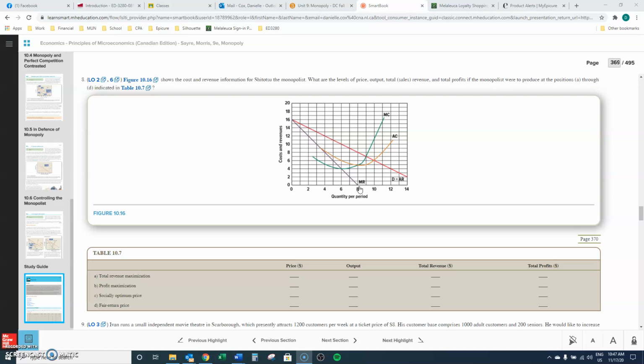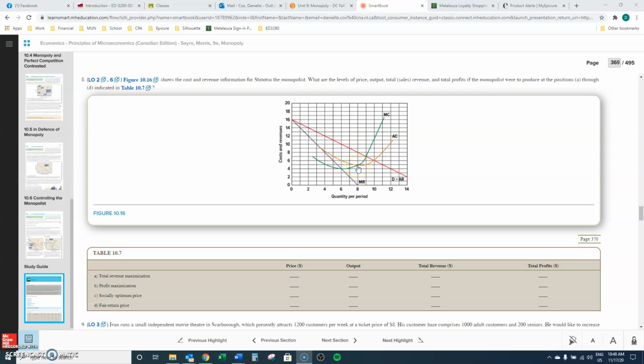So therefore the quantity is going to be here at 8, and then you go up to the demand curve straight up and you go across, and that is at a price of 8. So if our price is 8 and our quantity is 8, our revenue is 8 times 8, which is 64, and our profit, well, your profit is your revenue minus your cost. So we know our revenue is 64, so our cost at the quantity output of 8, we go up till we get to the average cost curve, and that intersects at 5.